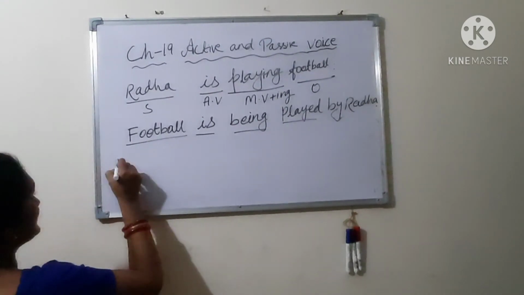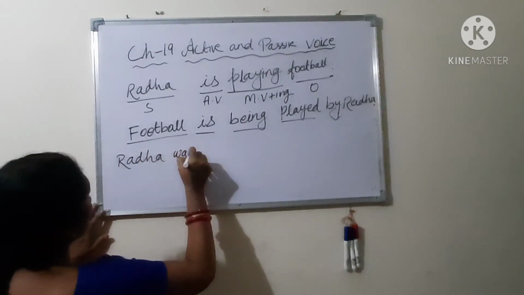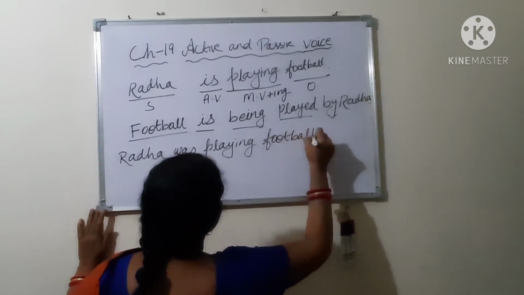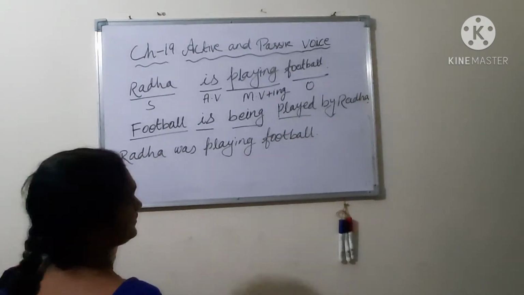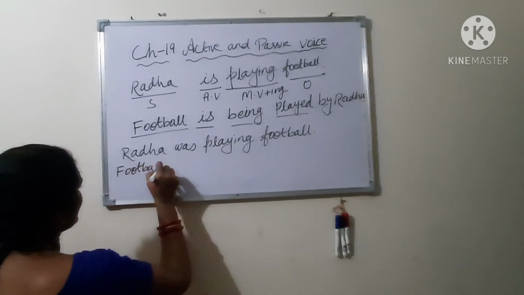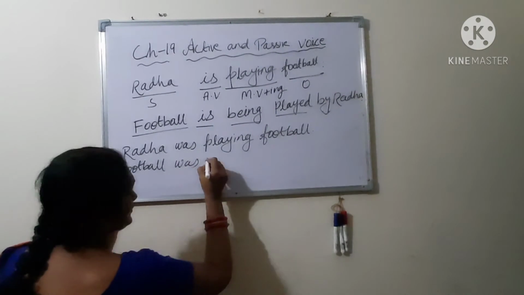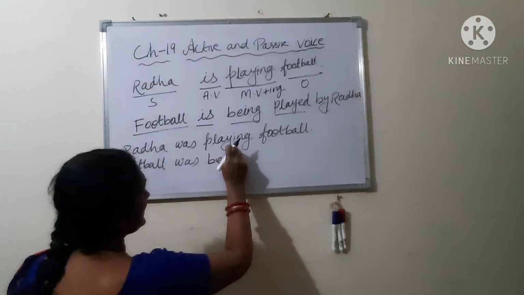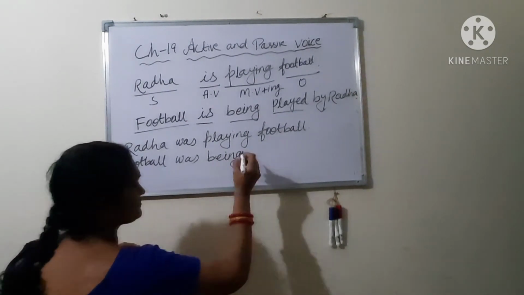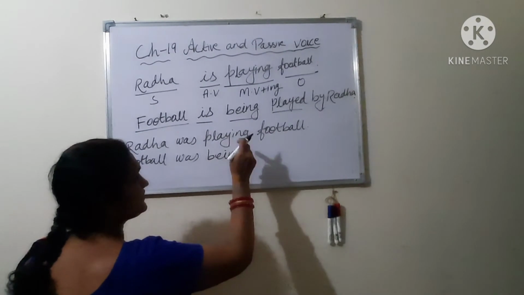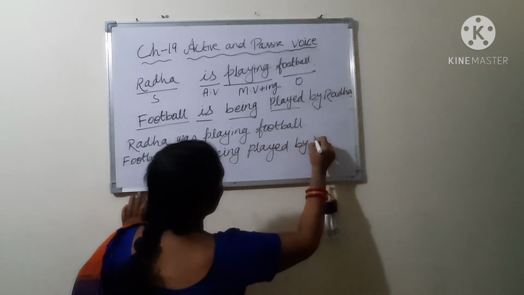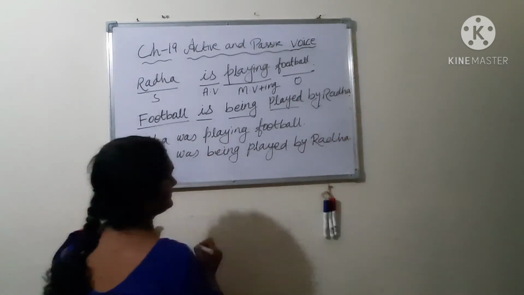Now children, suppose the sentence is Radha was playing football. Now you see the sentence is in past continuous form. So how can we change it into passive voice? Here also we will write football. We will write was, the auxiliary verb. Here also we will use being: was being. And the main verb will change into its past participle form. The past participle form of the verb play is played. Being played by Radha. Understood?